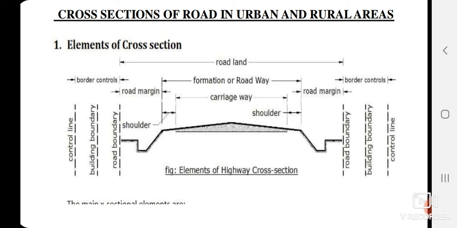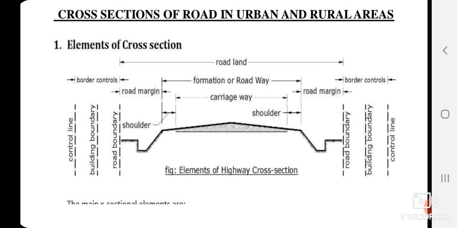So roadway plus road margins on both sides is known as road land. That is, this much space of road, that is road land, is this much width of road that is used for road construction. Before road construction, I have said that there is a highway element that we will discuss in a later session. So road land, this we have to study.